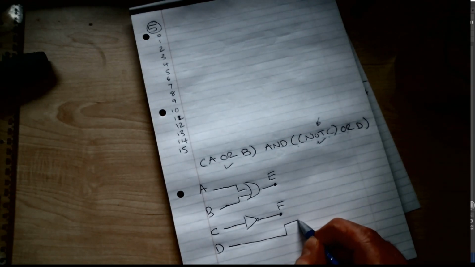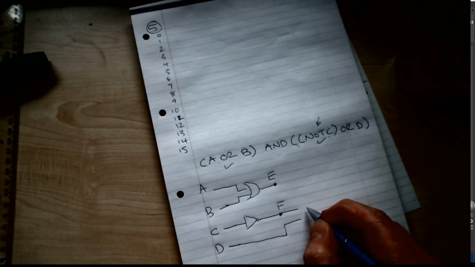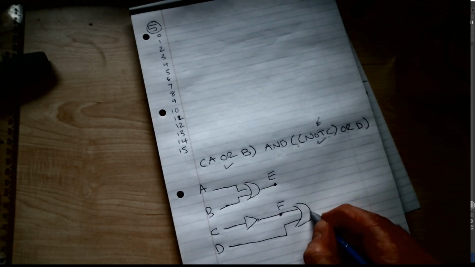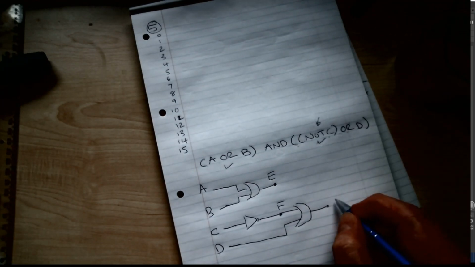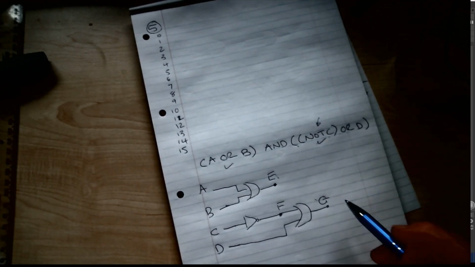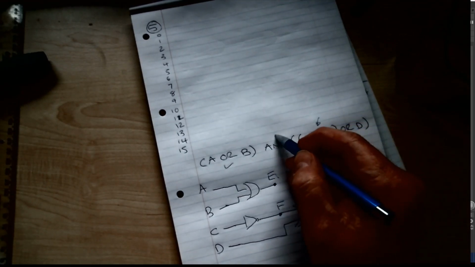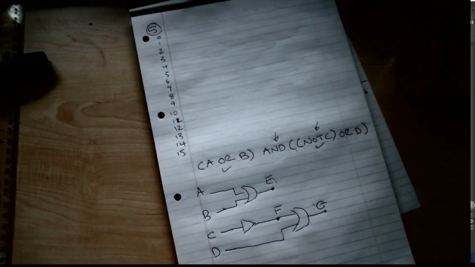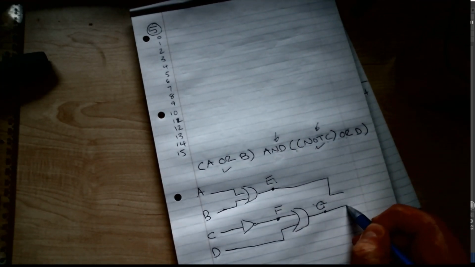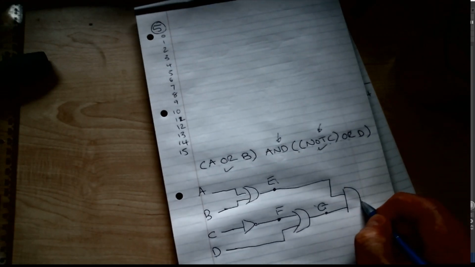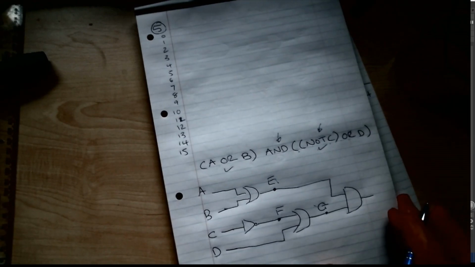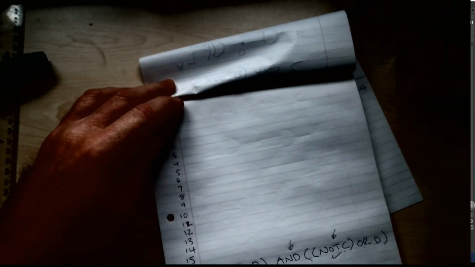Okay, so we take D and that, and we OR that. Okay, and we'll call that intermediate output G. So we've got E and G, and the final operation is this one in the middle, this AND. So we've got to put E and G through an AND statement. Okay. So that's the table we've got to draw out up here.